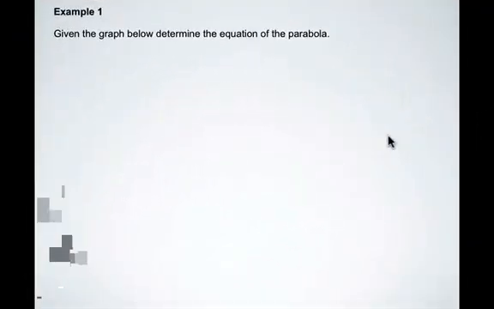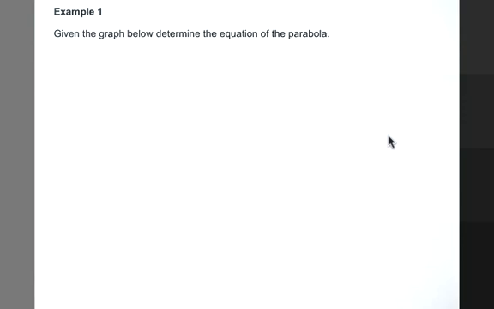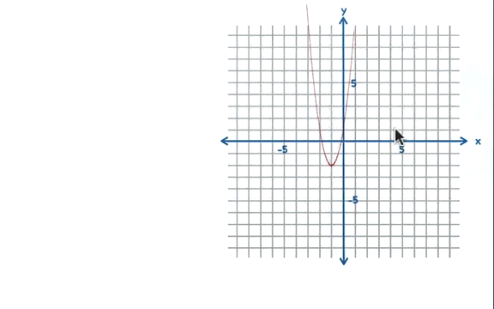Let's look at an example. Given the graph below, determine the equation of the parabola. Here it is. Here's the parabola. We can see that the vertex is located here. The coordinate -1, -2. Here's another point. We see that the parabola goes through the y-axis here, where x is equal to 0 and y is equal to 1.